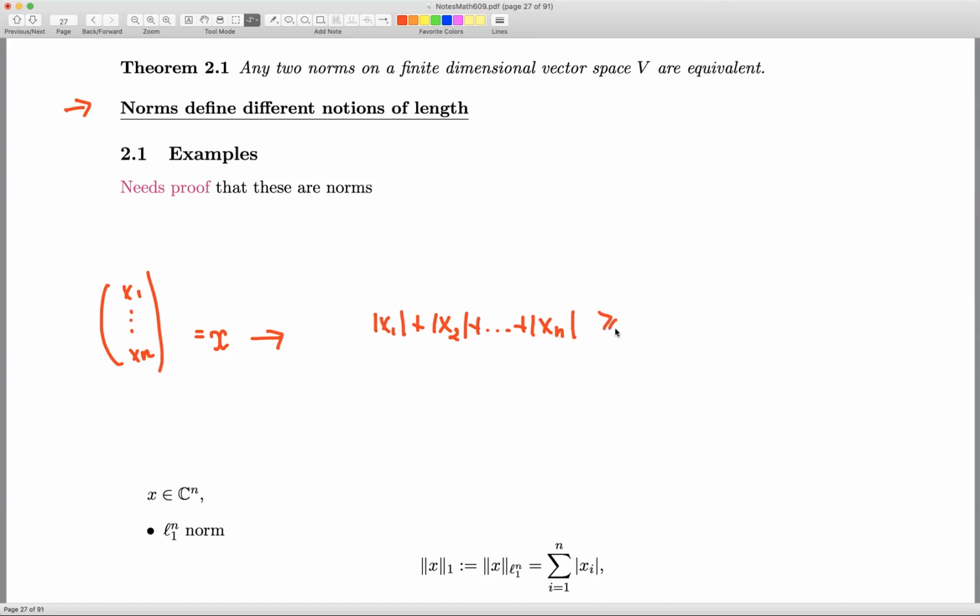This number is bigger than or equal to 0. And one can show that this number here satisfies all the conditions 1, 2, and 3 of a mapping to be a norm. And therefore, this mapping defines a norm. This norm is called the L1 norm, and it is denoted with a subscript 1, or subscript 1 and n. The 1 means that the power of the absolute value of the coordinates is 1, and n stands for the fact that the original vector was a vector from Cn, was n-dimensional.